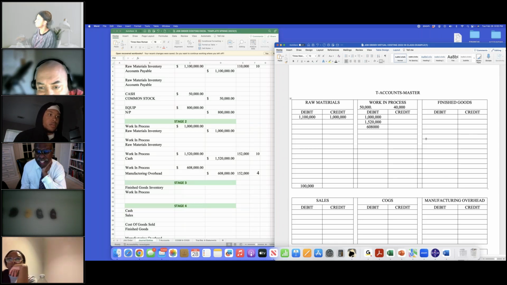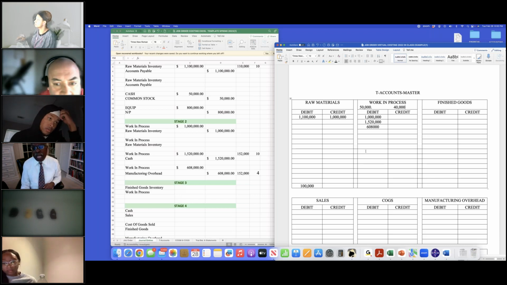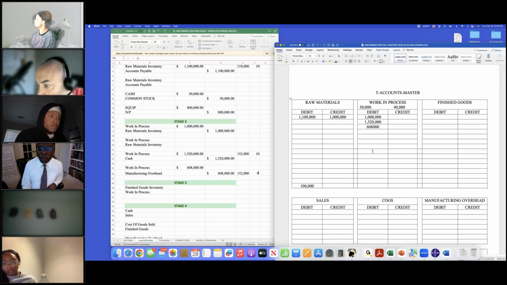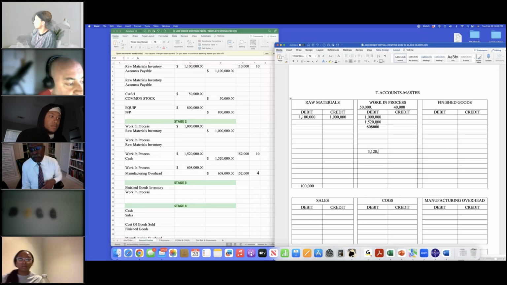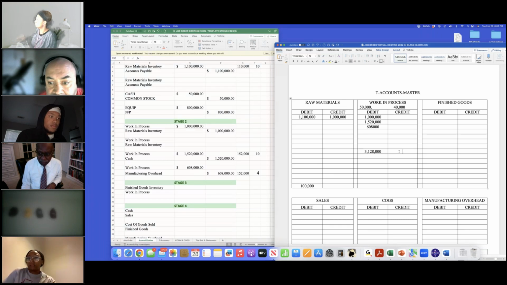How much is in there in the first place? What were the debits to work in process? We add these up. How much is it? 3,128,000 if I add these up. Yes, 3,000,000, comma 128. Those were the total debits. How much are you transferring out? 2,840,000. Okay.